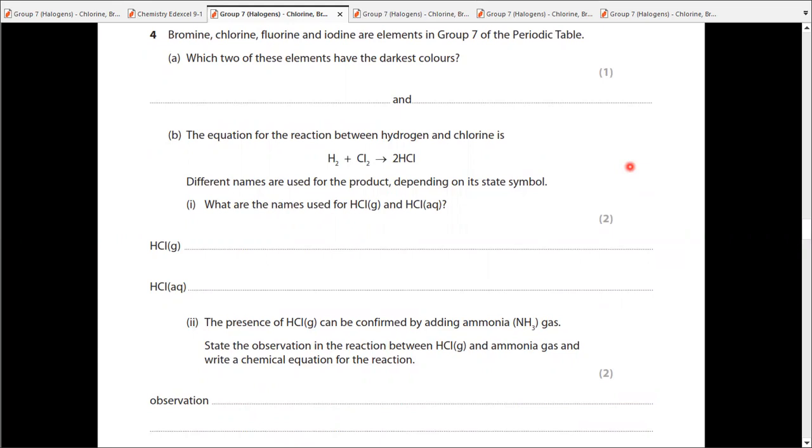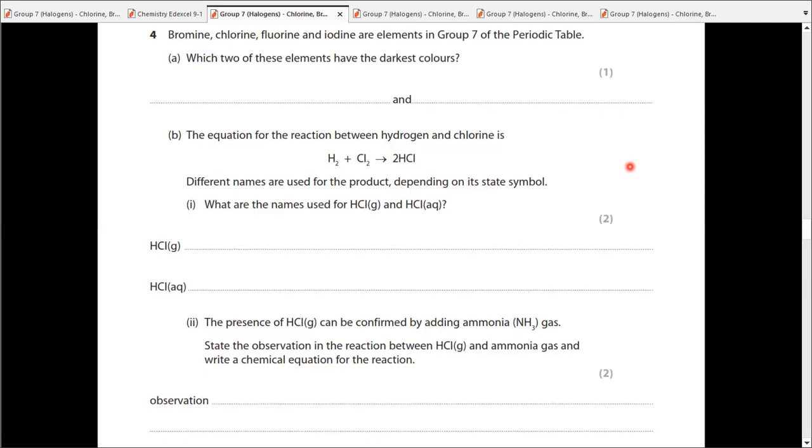Is because they asked for the darkest color. So if you see the table over here, iodine has gray, and bromine has brown, like red-brown. So obviously they are darker than yellow and green. Okay, that's good.